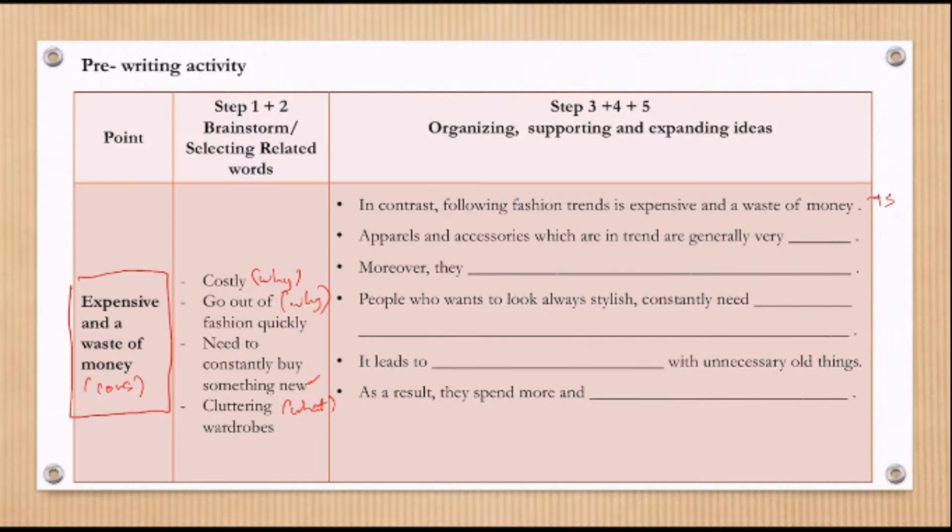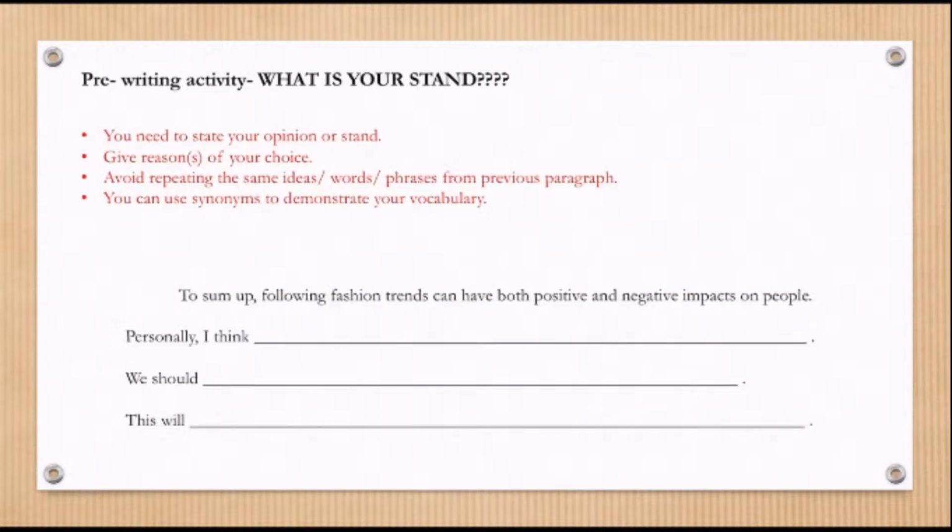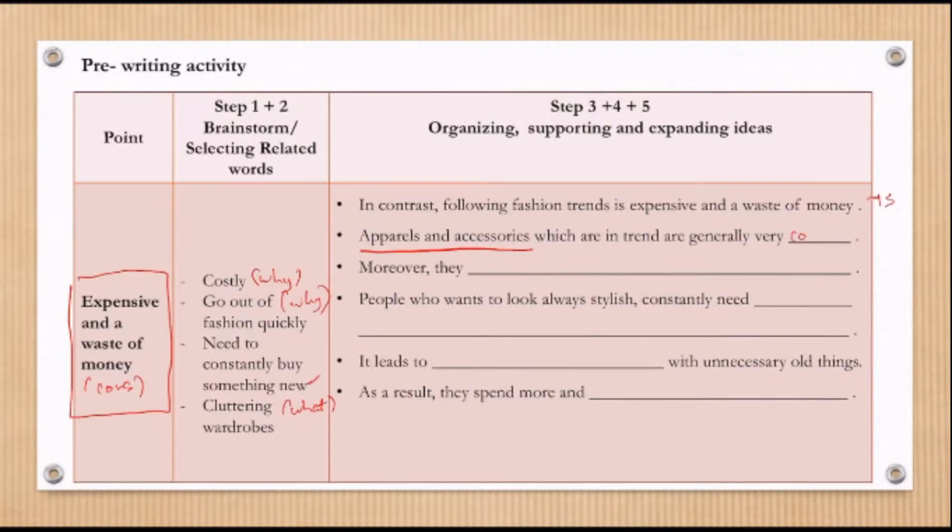Did I give examples in the stage of expanding ideas? Yes. Examples of things that people love to buy when they follow the fashion trends are apparels and accessories. Apparels and accessories which are in trend are generally very costly. Moreover, they go out of fashion quickly.